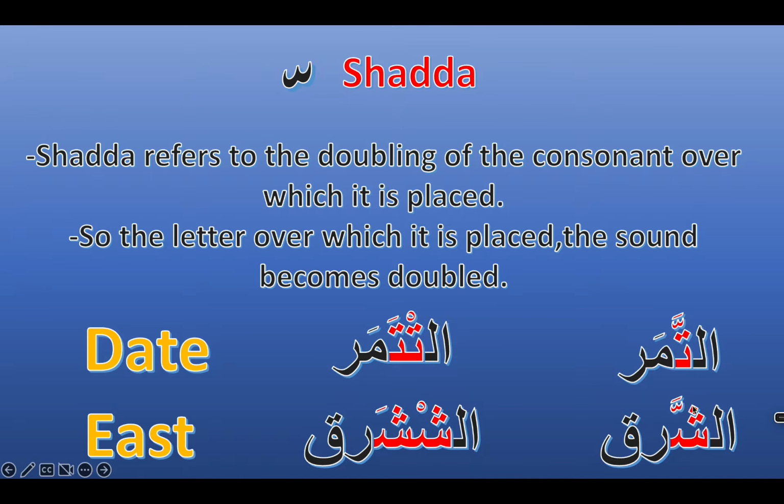Ash-sharq. Again, sheen is also a sun letter, so we don't go al-sharq, we go ash-sharq. And again, this also has a shadda on top, so there are literally two shins in this word, but instead we don't write them both out, we just put a shadda on top, so ash-sharq.